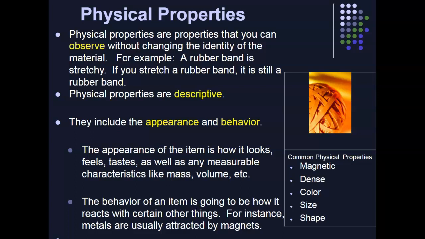Physical properties oftentimes are descriptive. So we would describe its appearance. We would describe its behavior. I was just describing the behavior of the rubber band. Appearance is how it looks, tastes, smells, as well as any measurable characteristics like mass or volume. And then the behavior of an item is going to be how it reacts with other things. For instance, how are they attracted to magnets? What is their density? Are they able to have a certain color? Does their color change? All of those things are their behavior.